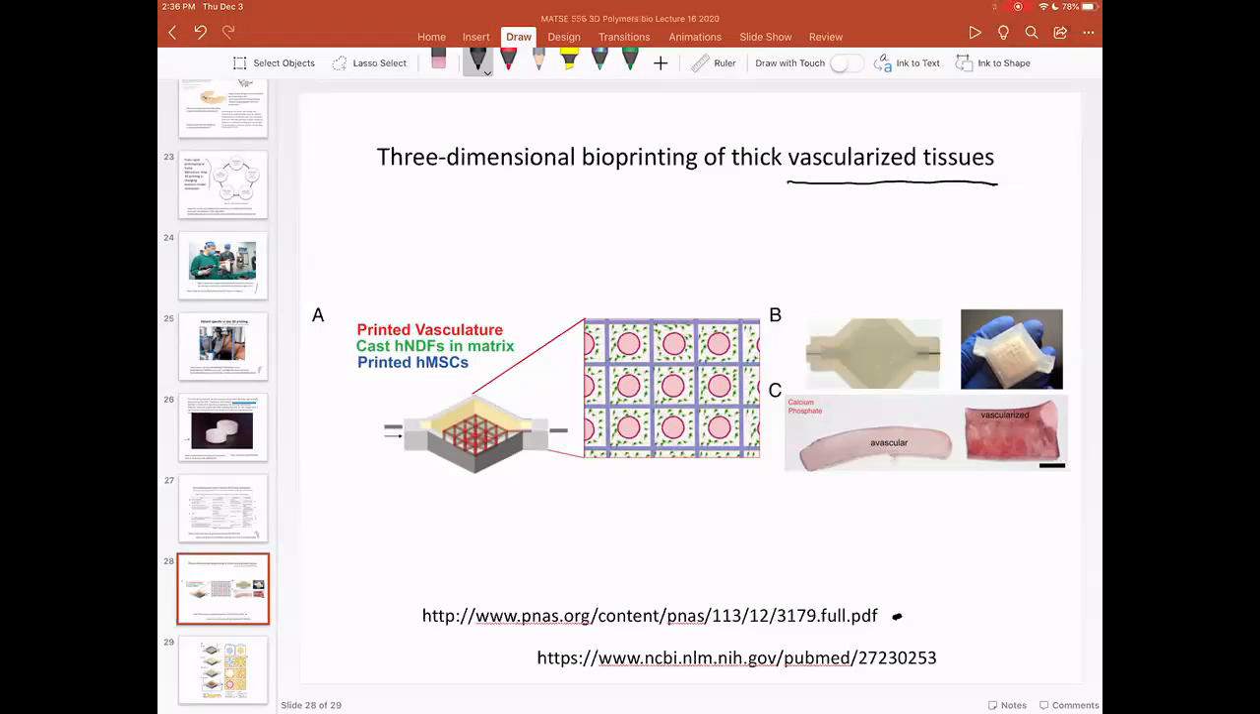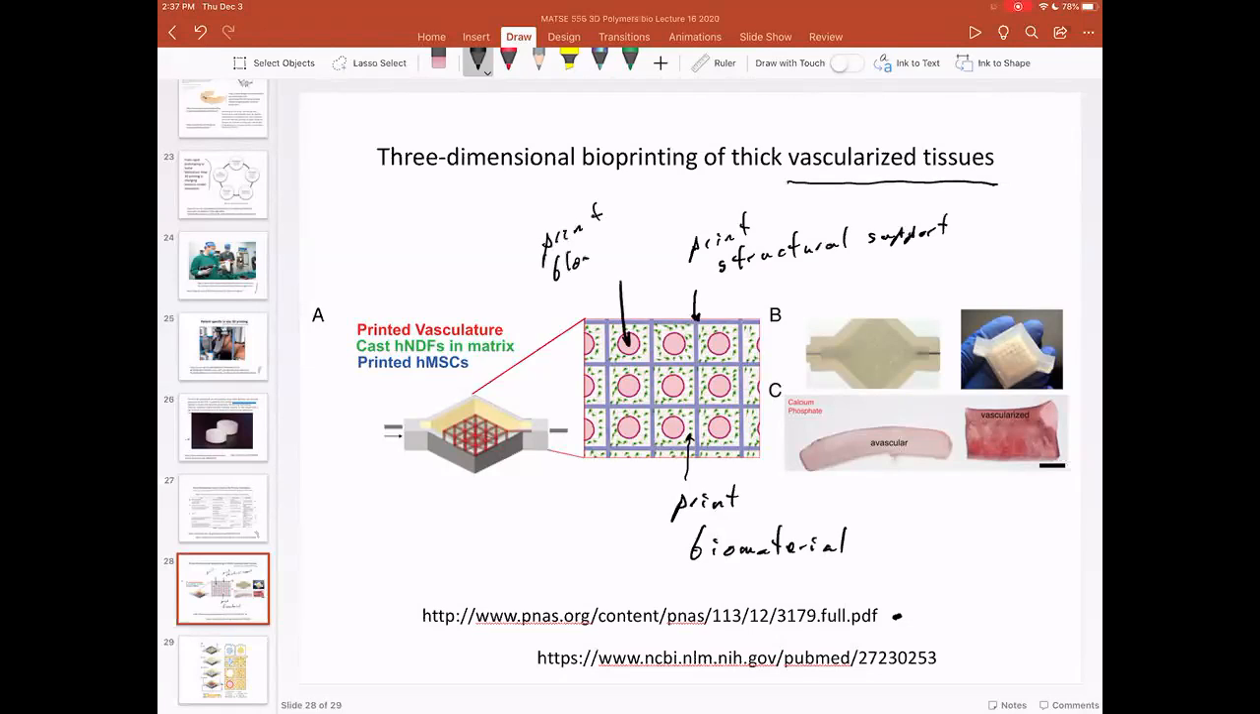And so this is how the body constructs materials. There's only a couple layers of cells around every blood vessel. And the question is, you need to print biomaterial. You need to print structural support. And you need to print blood vessel.